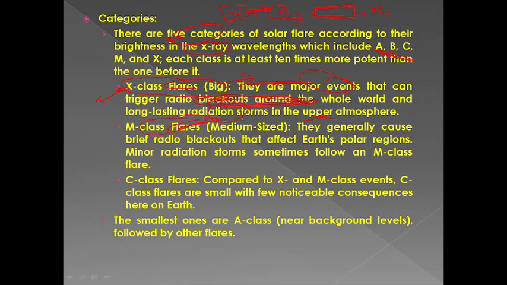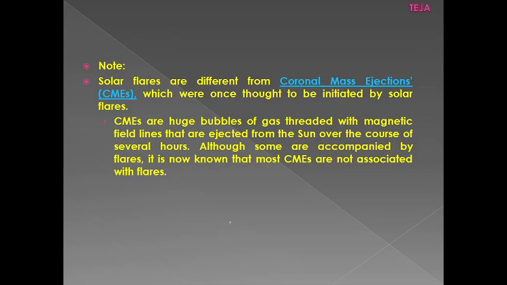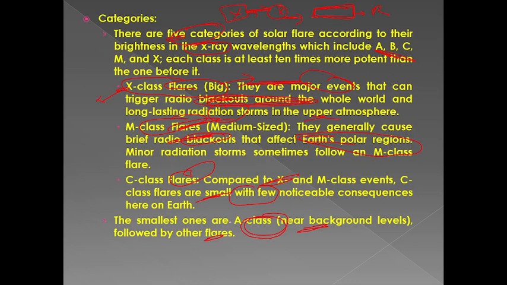And M class flares are called medium sized. These are brief, related to radio blackouts, and affect the polar regions, especially the icy regions. And C class flares, compared to X and M, are small with few noticeable consequences on the Earth. The smallest ones are A class flares, near background levels, followed by other flares. So these are the various categories of solar flares: big size, medium size and small size.